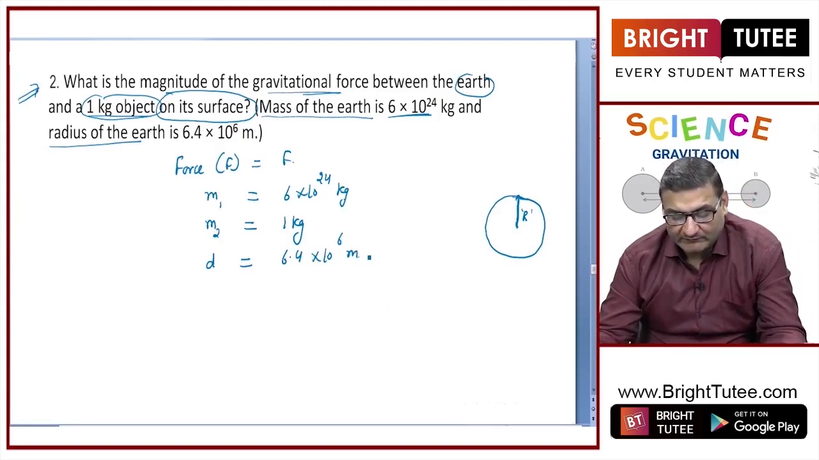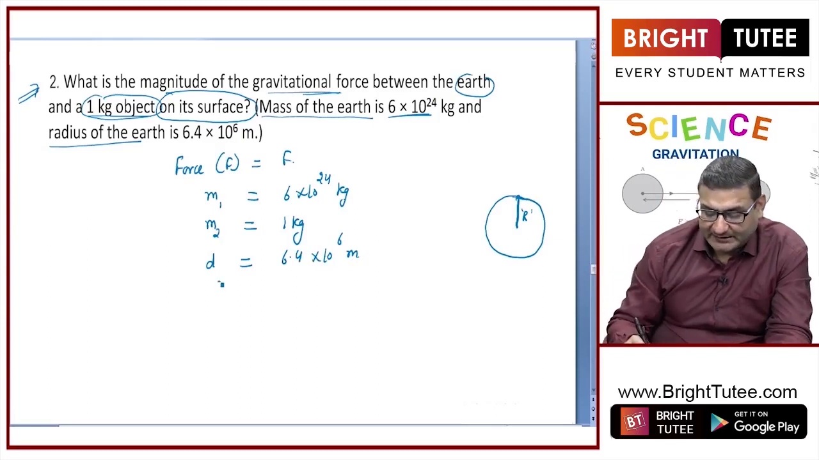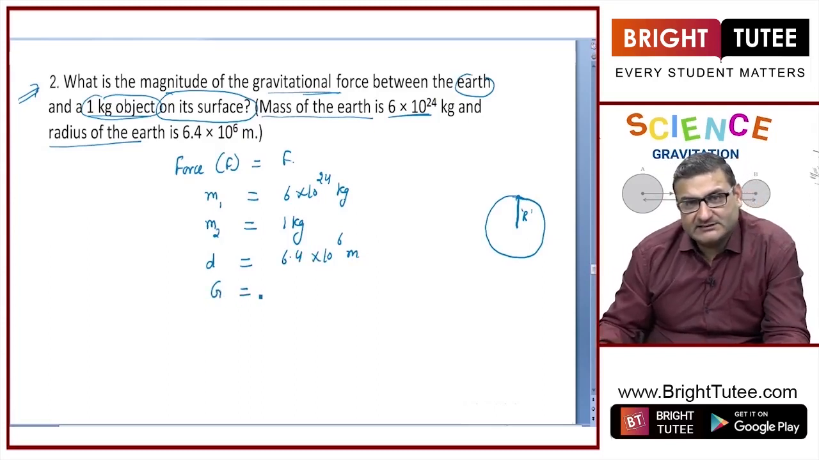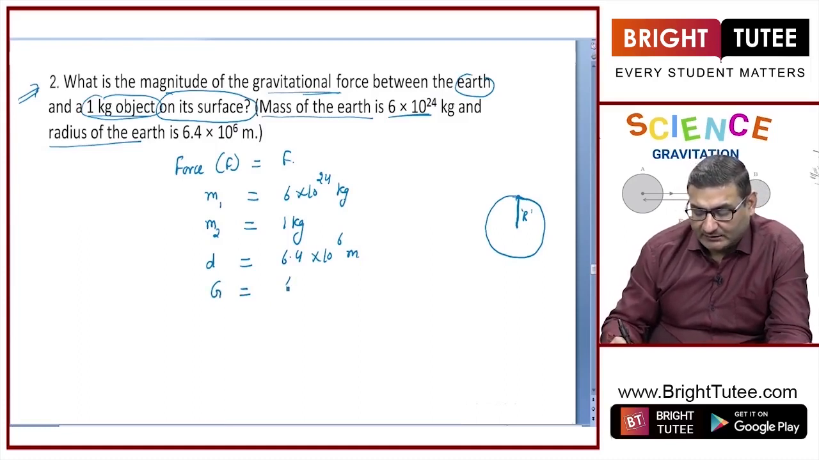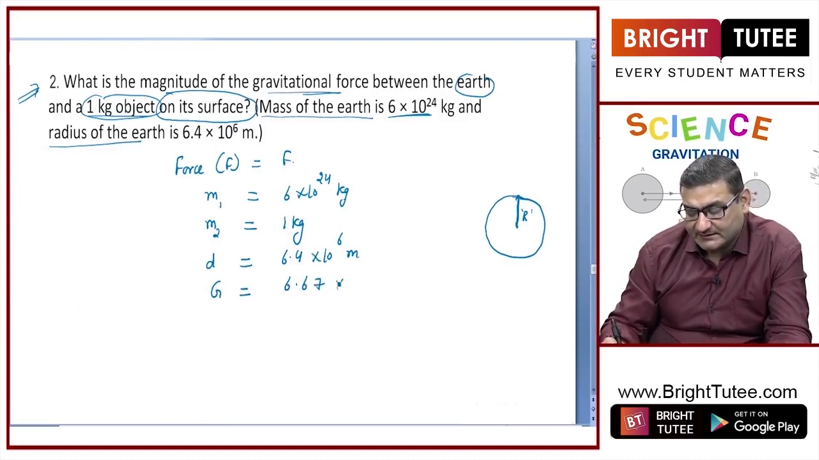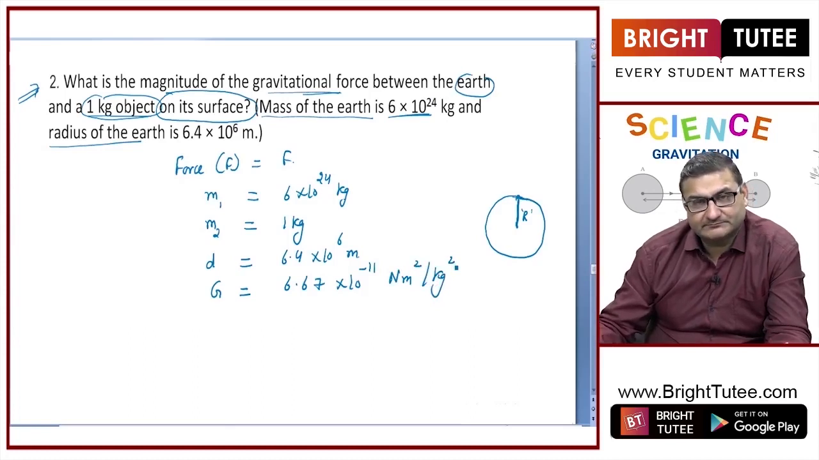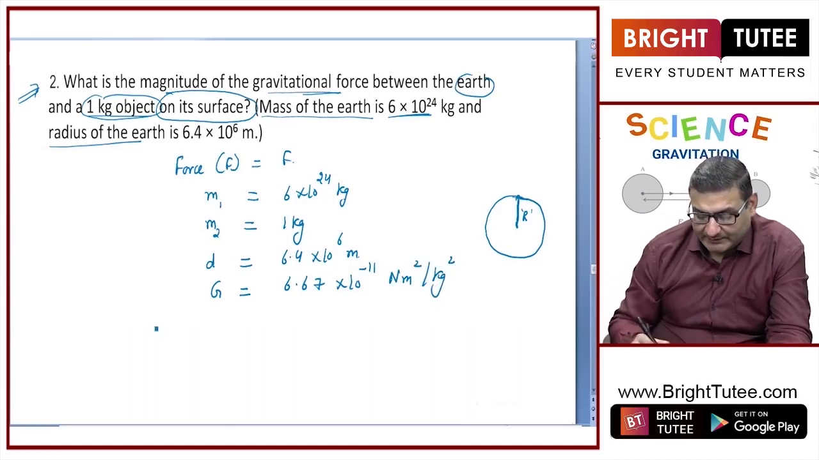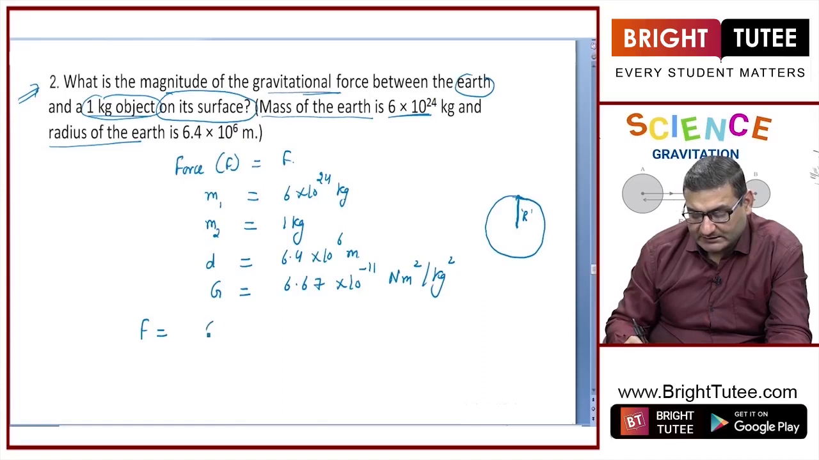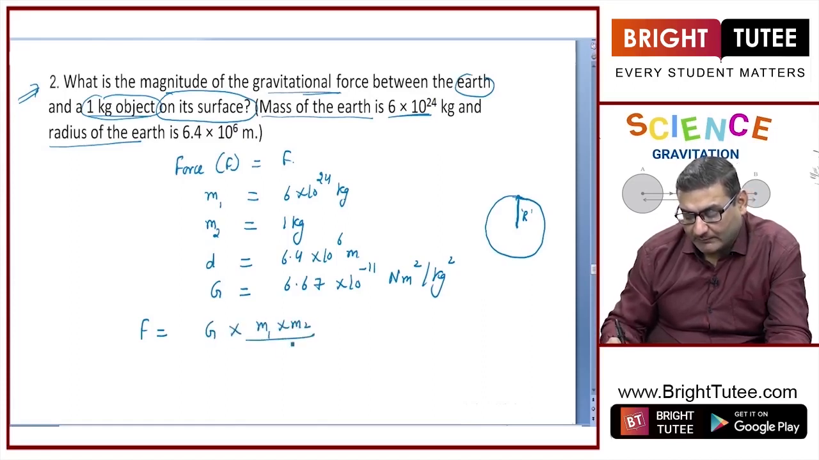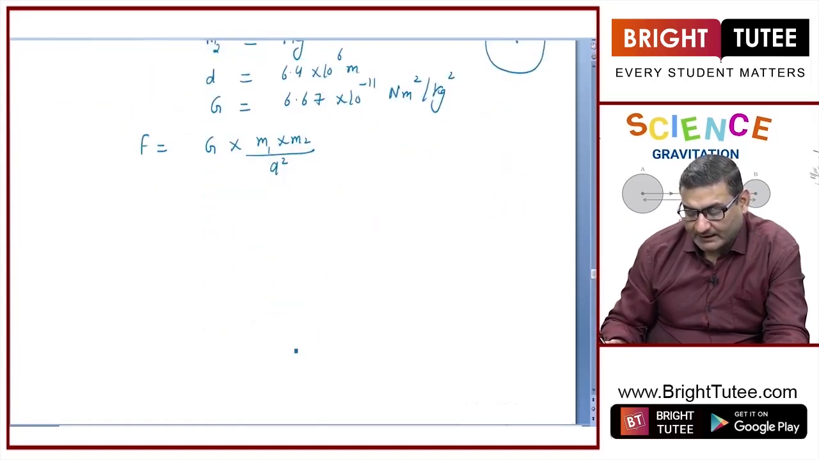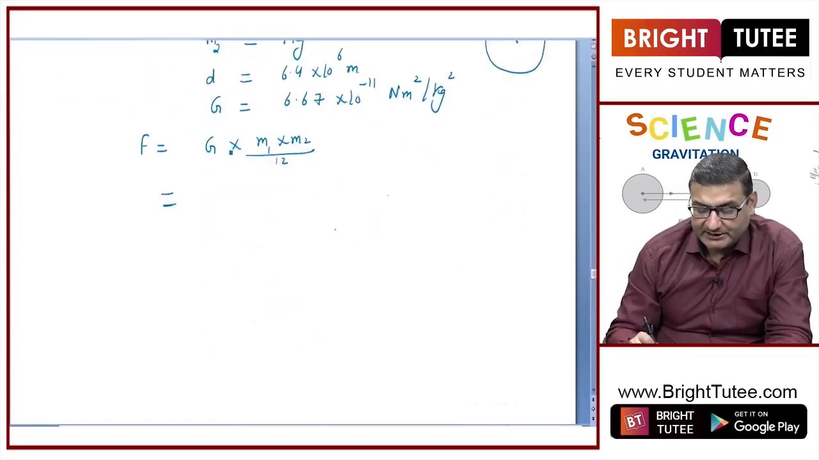So, now all the information is provided to me except capital G, and even if capital G is not provided, I know the value to be 6.67 into 10 to the power minus 11 Newton meter square per kilogram square. Got it? Now, simply I will calculate the force using this formula: G into m1 into m2 upon d square. Again, F is equal to G into m1 m2 upon d square.